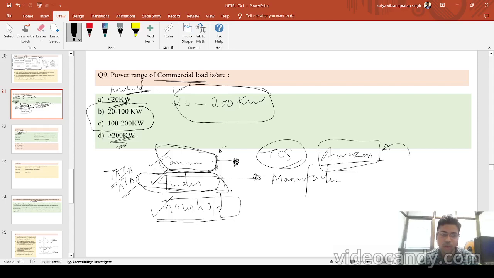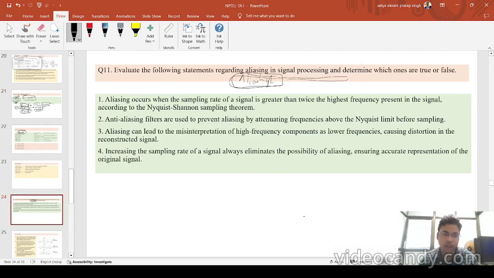So most requirement of power is at which level? That is at the industrial level. And the least amount of power consumption is the household. So I hope I have explained your doubt.